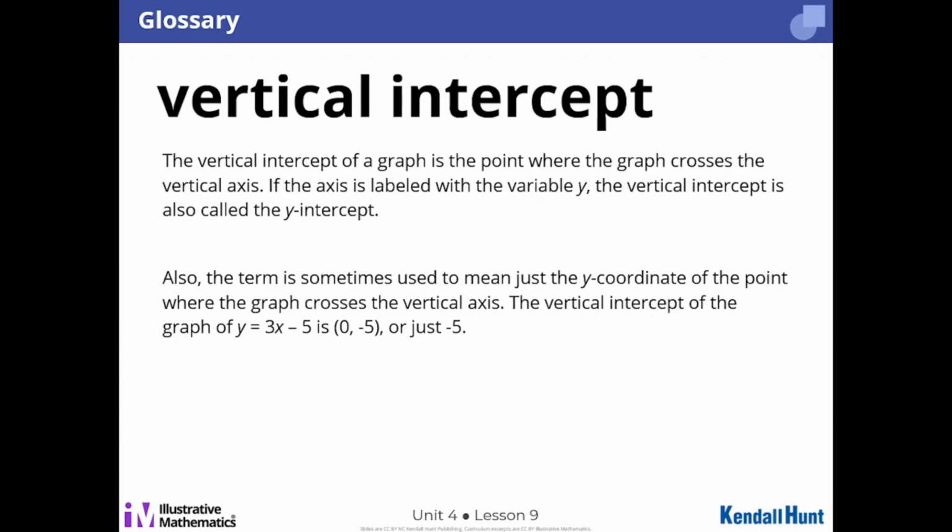And our last glossary term is vertical intercept. Remember, a capital V has two lines that are going up and down. So your vertical intercept is where you are crossing the y-axis, the axis that goes up and down. So your vertical intercept is your y-intercept, and if you're on that vertical axis, then your x value is always going to be 0. So a vertical intercept will have a point pair of 0 for the x and some number for the y.